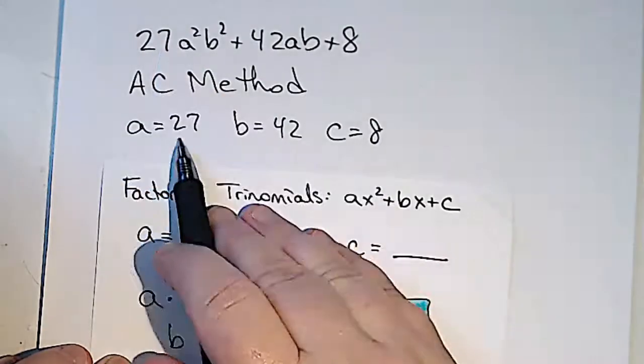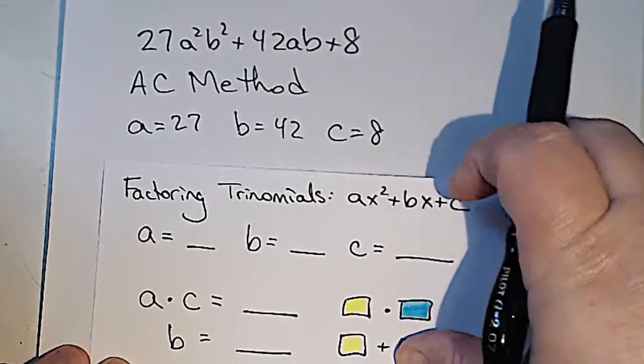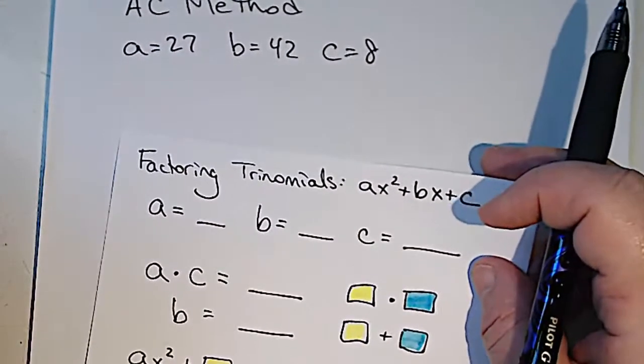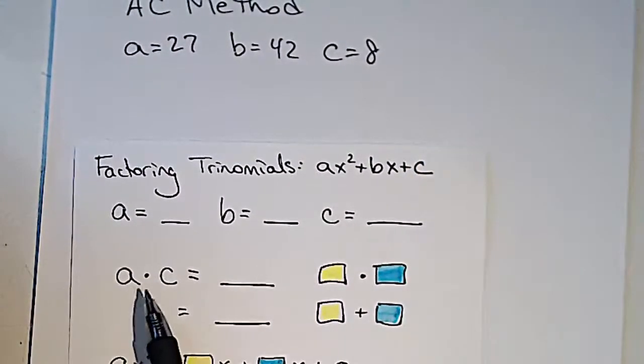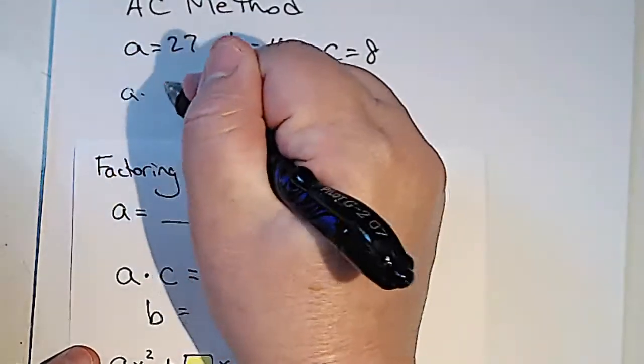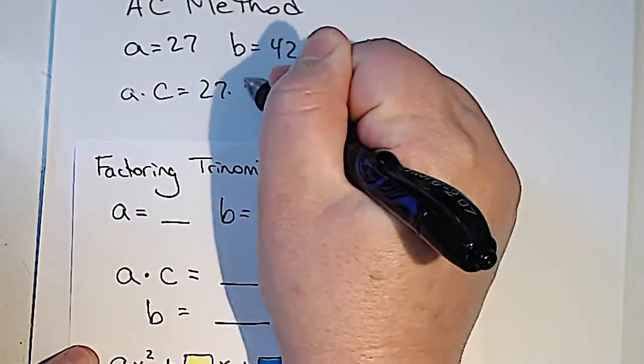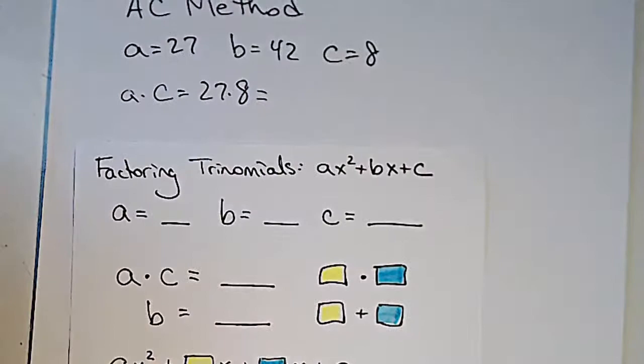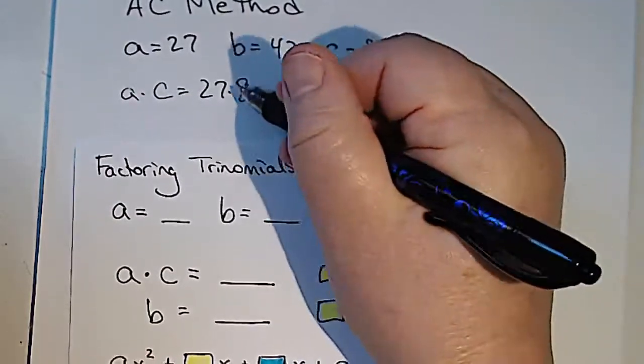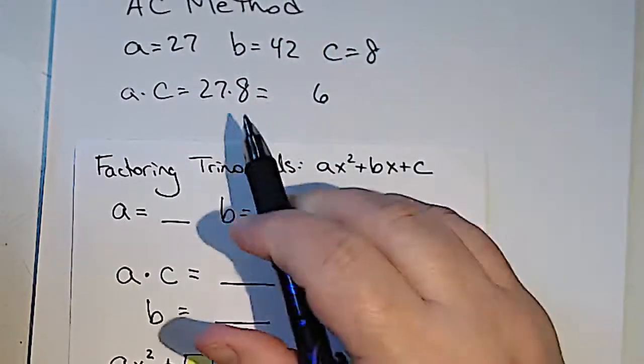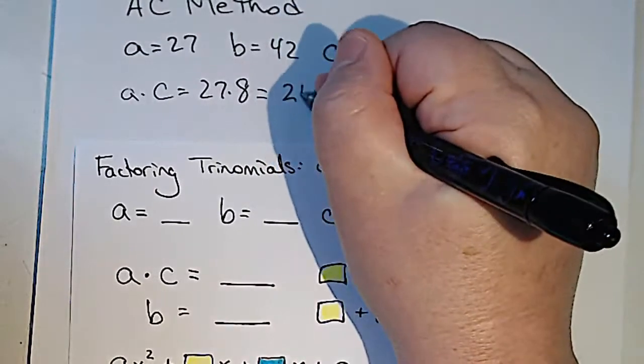So that makes it 27. And then we have to multiply A times C. So A times C is 27 times 8. Oh my goodness, I have to multiply again. Okay, 8 times 7 is 56. 8 times 2, so I think it's 216.